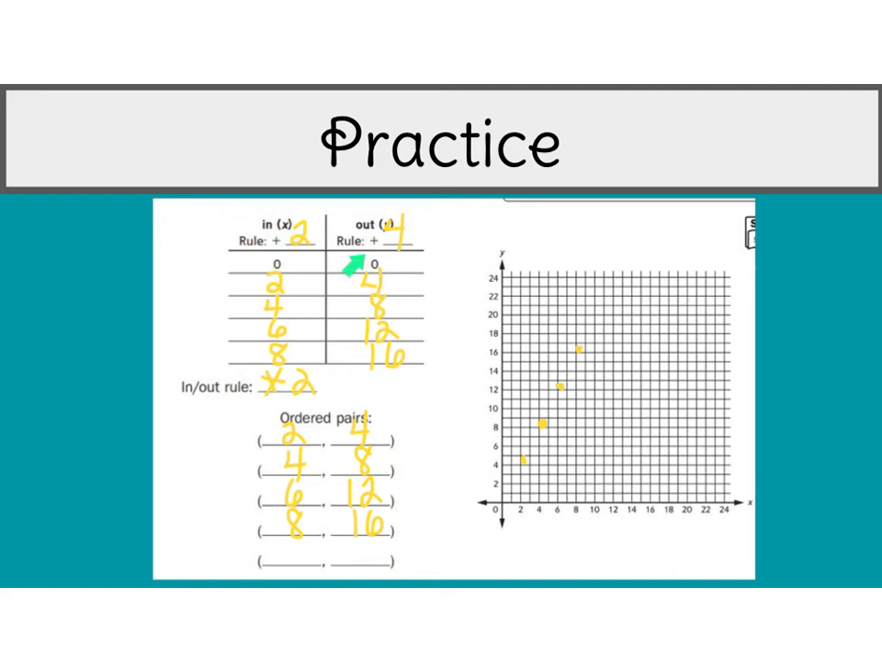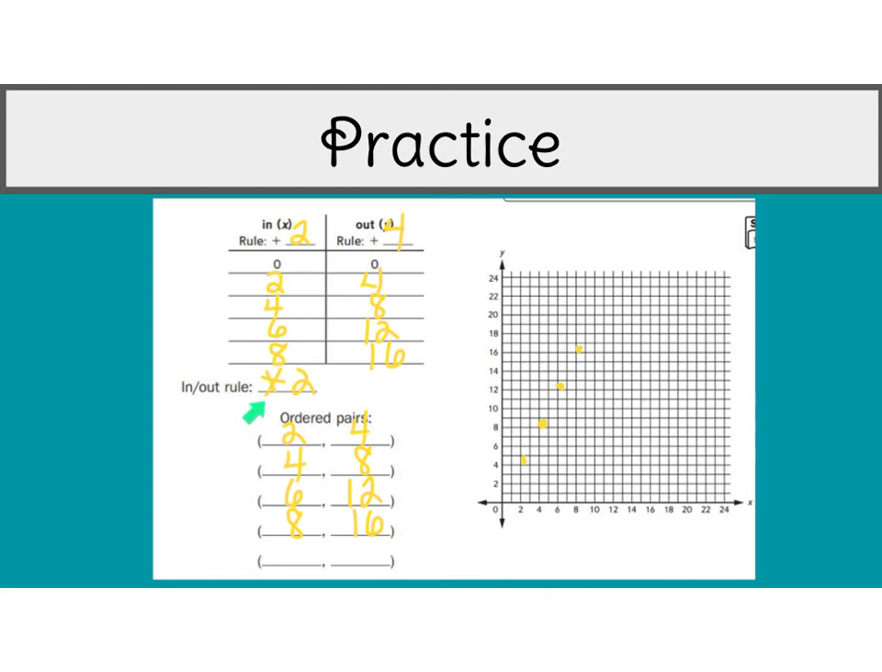And on this side, if I have 0 and I add 4, I get 4. 4 plus 4 is 8. 8 plus 4 is 12. And 12 plus 4 is 16. Now remember, these are corresponding values, okay? So we're going to come up with an in and out rule that's going to get us from this side to this side.